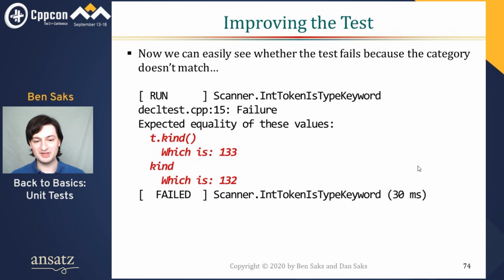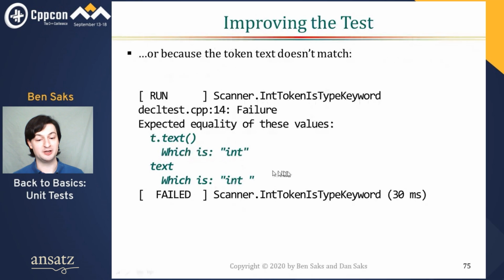So now, because we now have two separate expectations in the test, Google Test's output will now give us an indication of whether it failed because the two kind values, the categories, didn't match, or whether the test failed because the token text didn't match. Here I inserted an extraneous space to make the test fail, which I knew that the scanner would ignore.